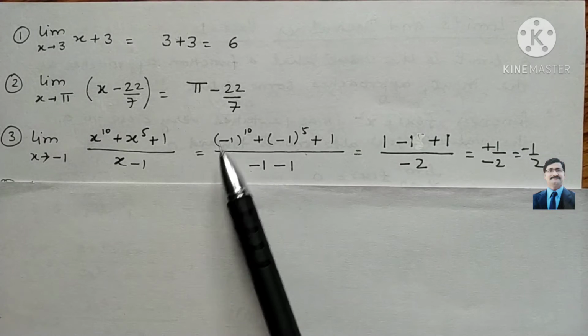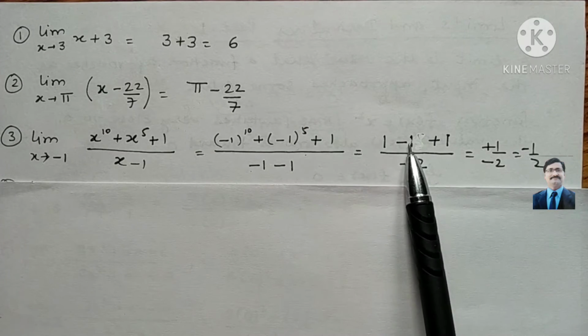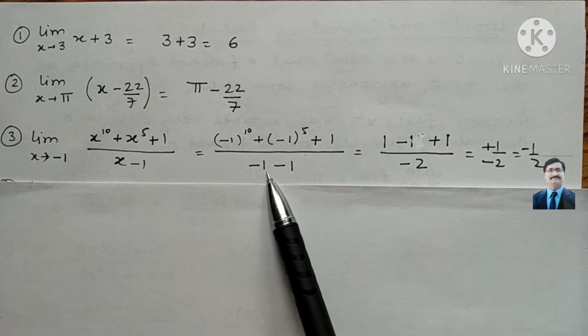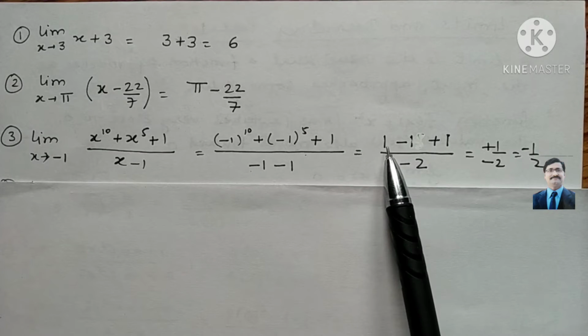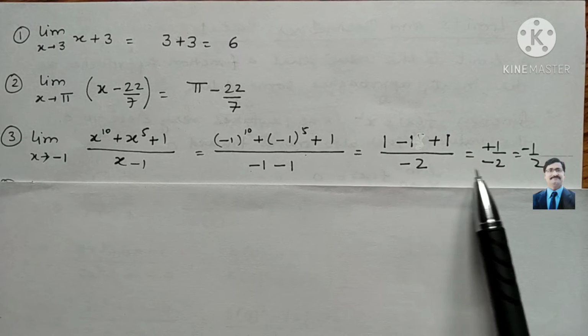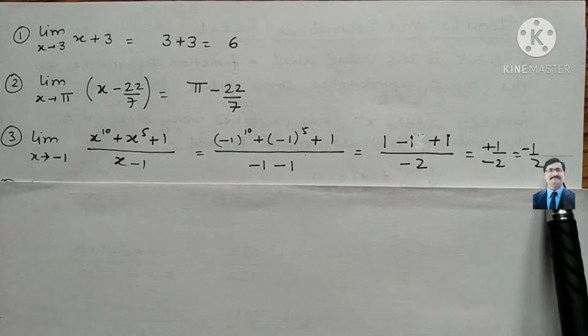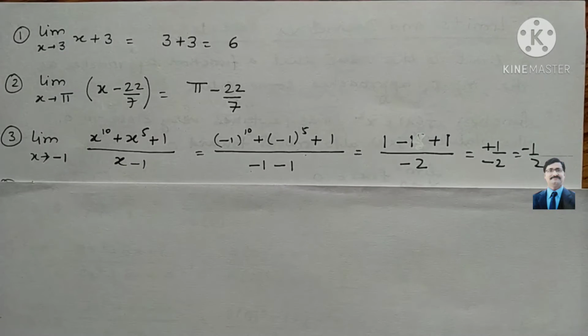Now minus 1 power 10 is 1. Minus 1 power 5 is minus 1, and plus 1 as it is, and this minus 1 minus 1 is minus 2. This 1 and 1 we can cancel. Remaining is plus 1 and this minus 2. So we get the answer minus 1 upon 2. So this answer is minus 1 upon 2.